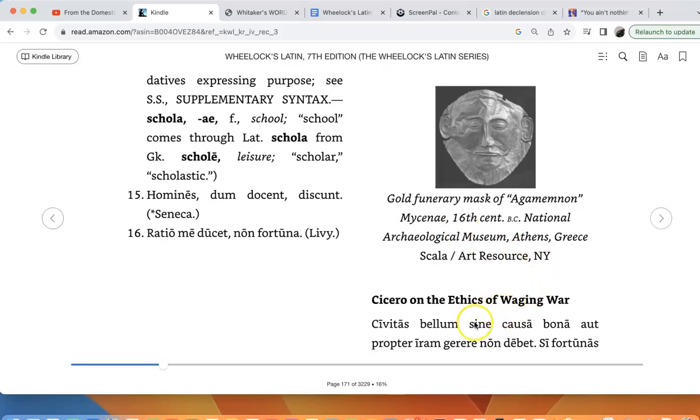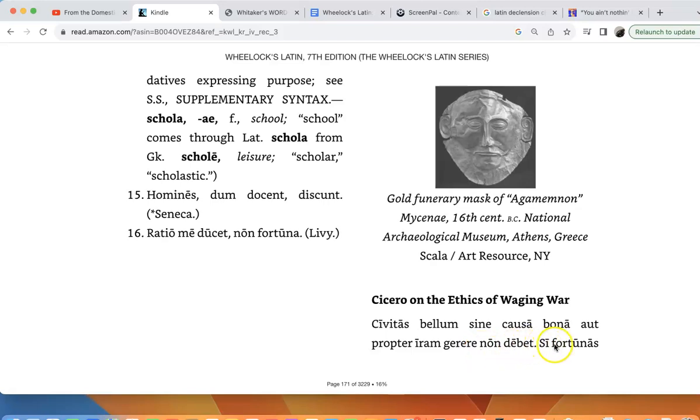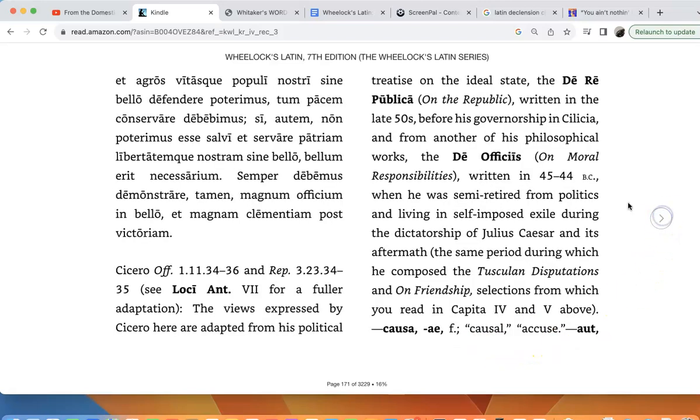Let's read it together. Civitas bellum sine causa bona aut propter iram gerere non debet. Si fortunas et agros vitasque populi nostri sine bello defendere poterimus, tum pacem conservare debebimus. Si autem non poterimus esse salvi et servare patriam libertatemque nostram sine bello, bellum erit necessarium. Semper debebimus demonstrare tamen magnum officium in bello et magnam clementiam post victoriam.